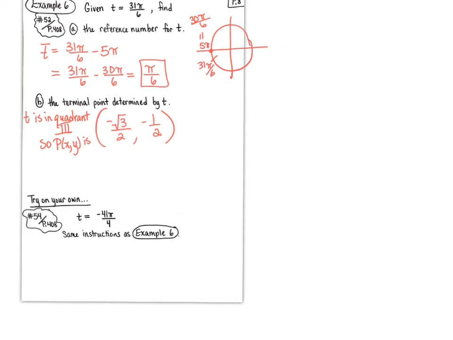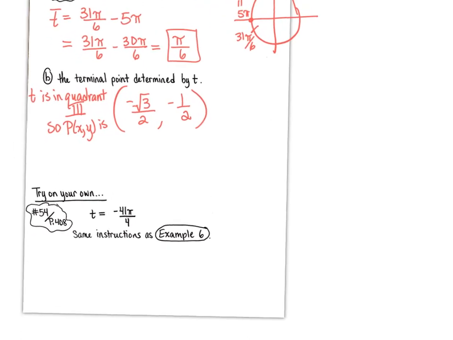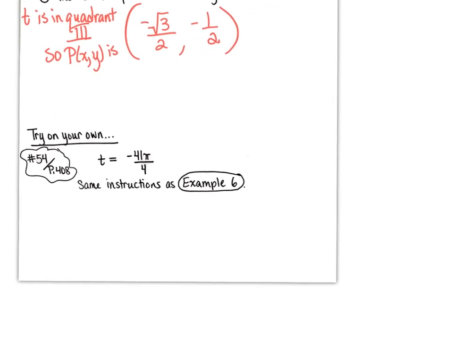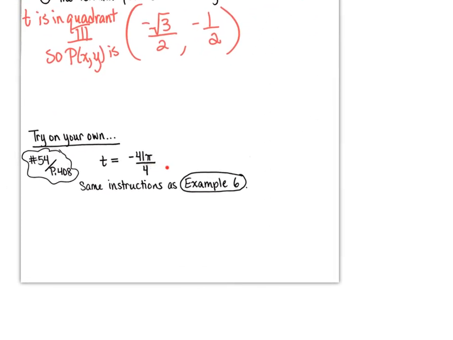Okay, so for the try on your own problem, we have T equal to negative 41 pi over 4, and you have to find the reference number for T. What did you get as your reference number? Not everybody at once. I got 5 pi over 6. Is that in quadrant 1?